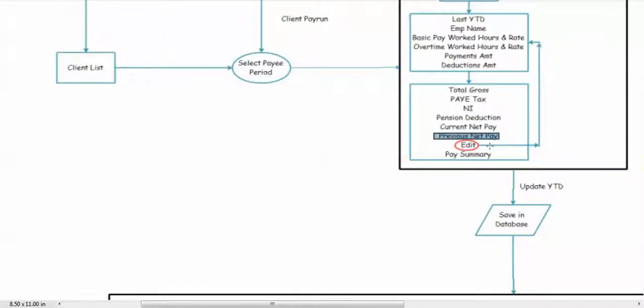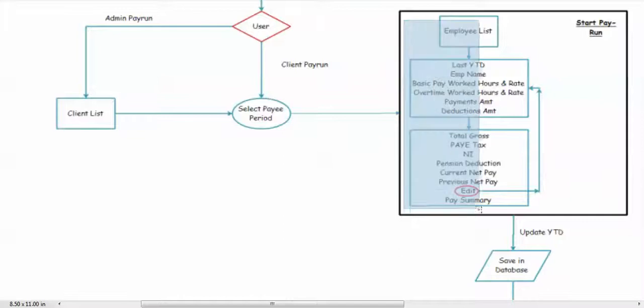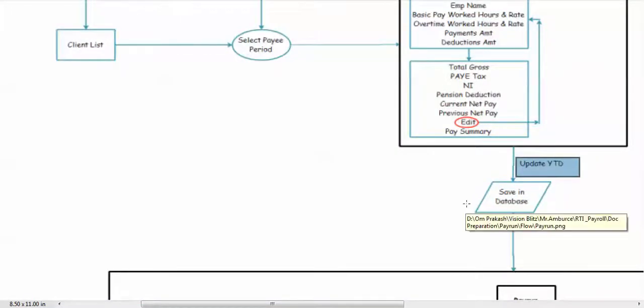If a user, who may be on the admin panel or a client, is willing to edit the details for a specific employee, he needs to go back to the previous form, and he can edit the details. And also the user can view the pay summary here. Once these details have been given and verified properly, they need to be updated in the database by clicking the update YTD button in the form.